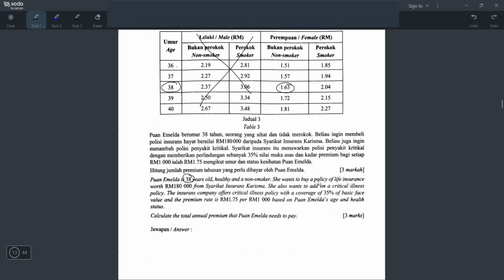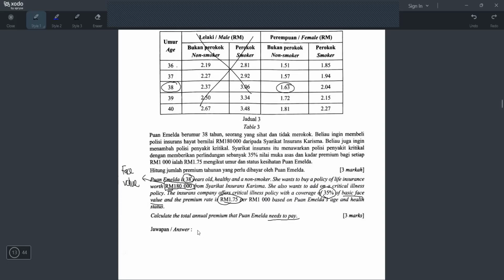Now it says she wants to buy a life insurance policy worth RM 180,000. This we call the face value, right? Or in Bahasa Melayu, nilai muka. From Syarikat Insurance Karisma, she also wants to add on a critical illness policy. The insurance company offers a critical illness policy with a coverage of 35% of basic face value. And the premium rate is 1.75 per 1,000 ringgit based on Puan Imelda's age and health status. Calculate the total annual premium that Puan Imelda needs to pay.